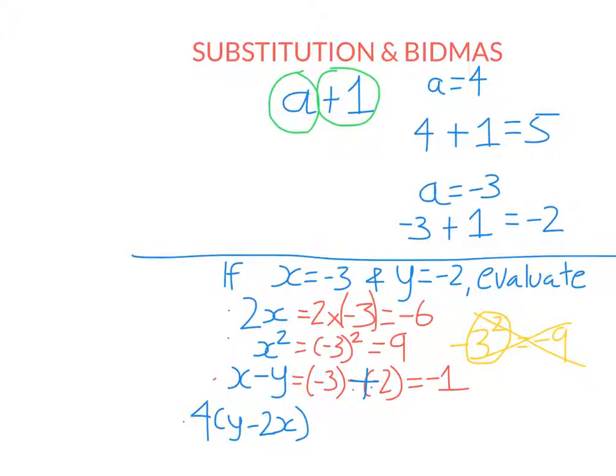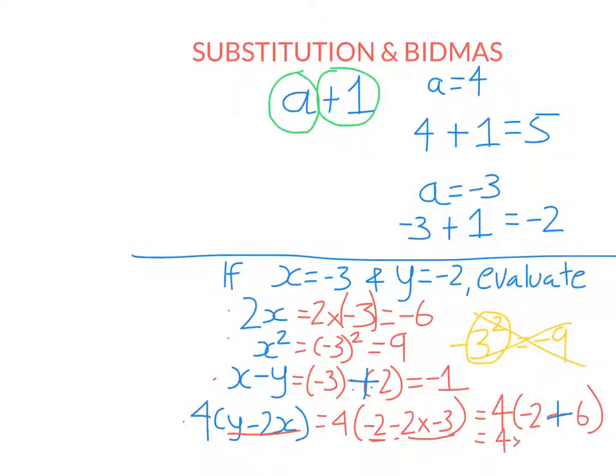So of course we have to do the brackets first. So we'll do what's in the brackets first. So it will be 4 times, so y, minus 2 times x. So we already figured out that 2 times x was minus 6. So this is minus 2 minus minus 6 in the brackets. And of course, if you have two negatives next to each other, it makes a positive. So this is 4 times minus 2 plus 6 is positive 4. So the answer is positive 16. How easy was that? And then we're done.